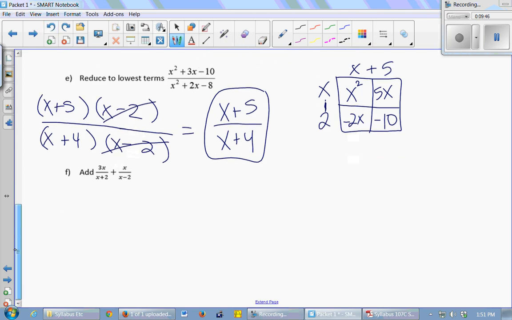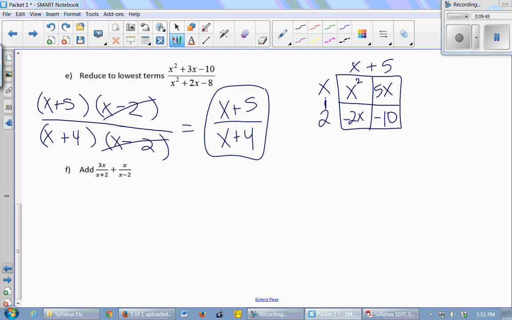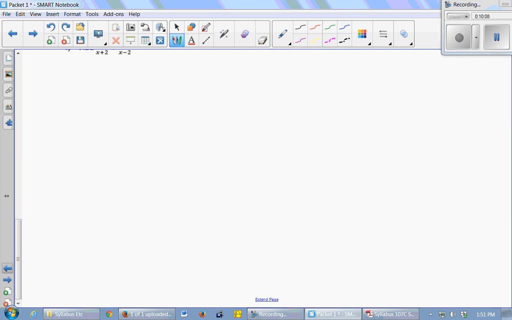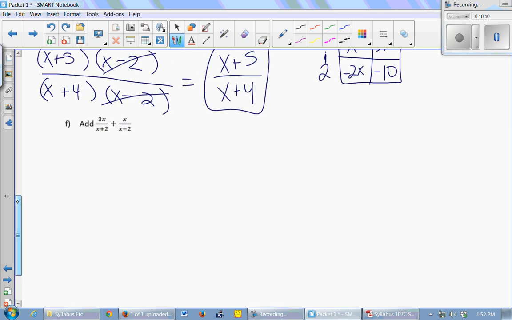All right, last one that we'll do together. I want to add these two rational expressions, 3x over x plus 2 plus x over x minus 2. What do you need to be able to add two fractions? A common denominator. What could my common denominator be? x plus 2 times x minus 2. Yeah, sort of like the easiest way to get a common denominator is to just multiply the two denominators together.